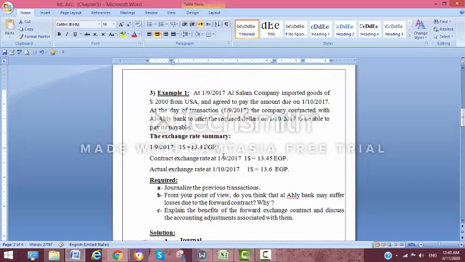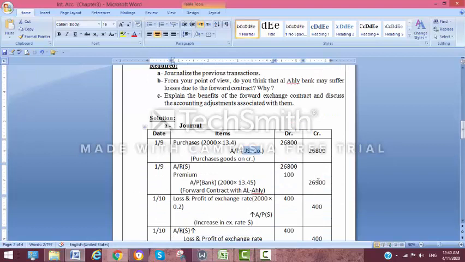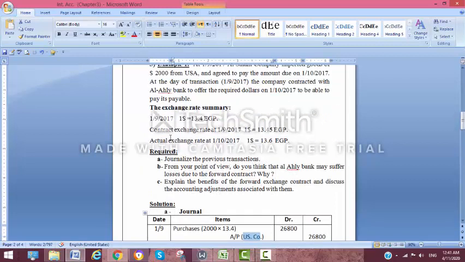The second entry, on the same date, in the same day. What happened? The company contracted with the Ahli Bank to offer the required dollars. For now, how to record it in the journalized entry: the company contracted with the Ahli Bank. The exchange rate, $1 equals how many Egyptian pounds? 13.45. Then for now you need to make the transfer from American dollar to Egyptian pounds.